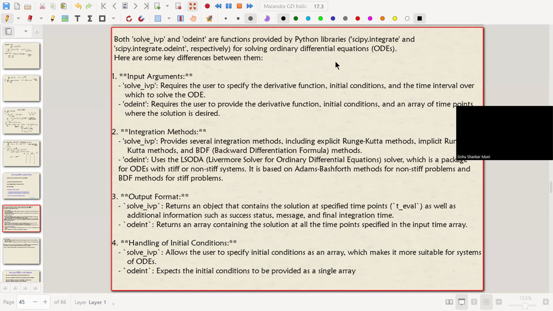BDF is not like a first order method. It's a bit different as compared to other methods. BDF and Adams-Bashforth, these are the methods.